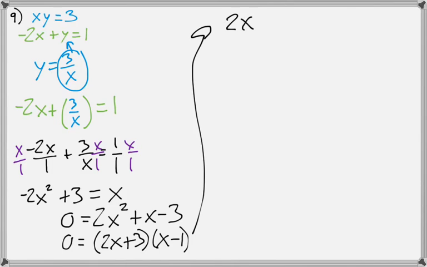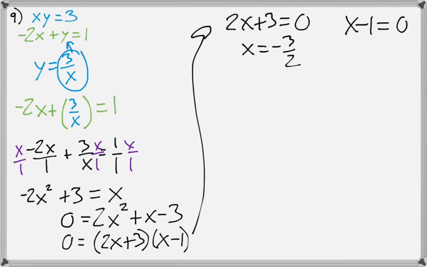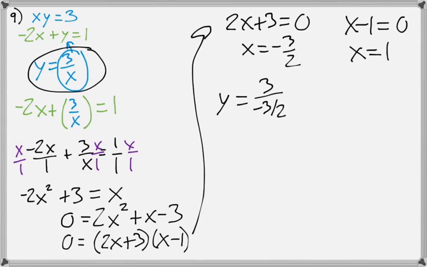So I want to set both of those equal to 0 and solve. So x is negative 3/2, x is 1. And then I need to plug those back into one of my original equations to figure out what the corresponding y values are. So I'm going to plug them into this one. So y is equal to 3 over negative 3/2, and y is equal to 3 over 1.